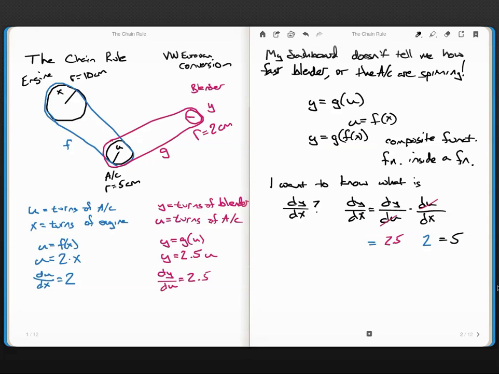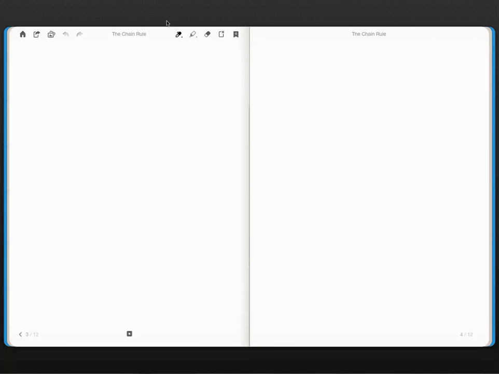Let's do one where it's, this is the second page. Where's my third page? Oh, yeah, over there. So, what if it is not so obvious? What if we have something like y equals e to the x squared? What about this? And so what is dy/dx? What's that going to be?